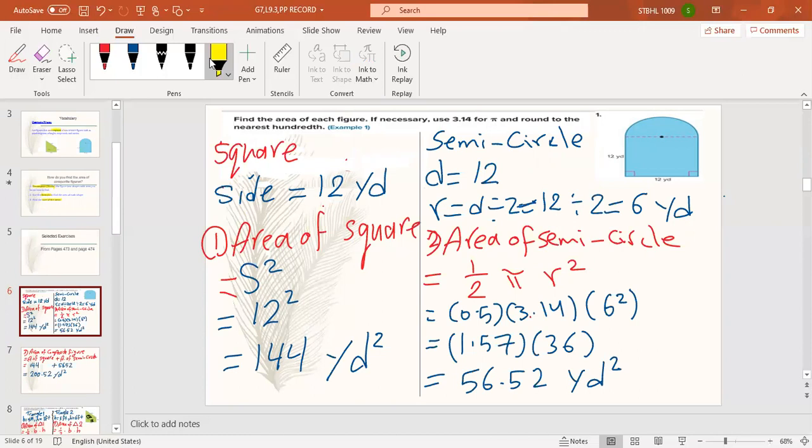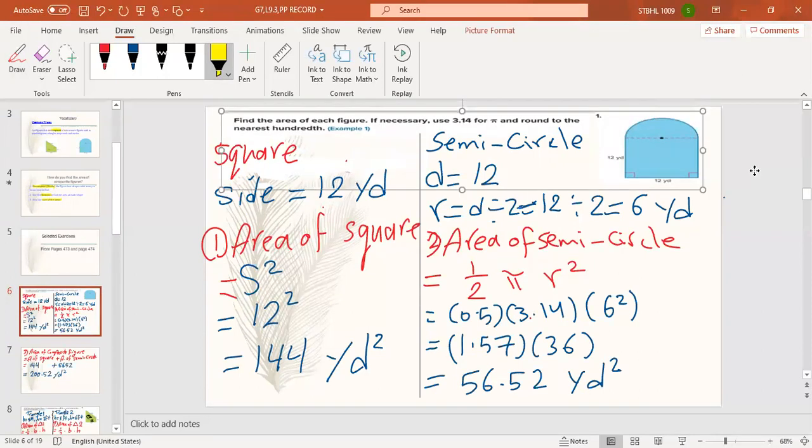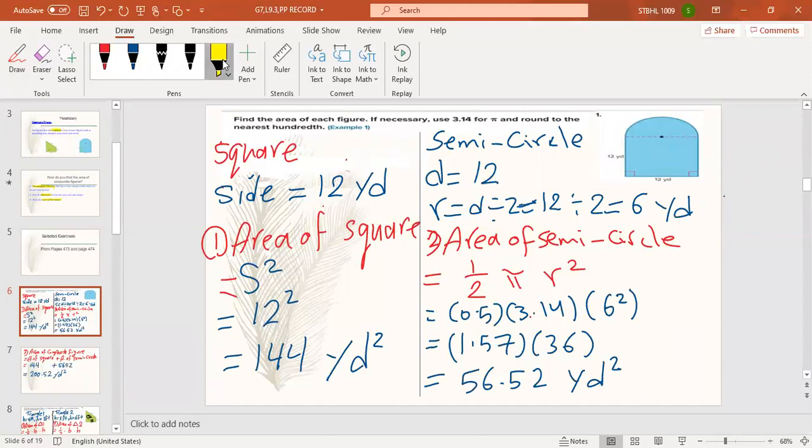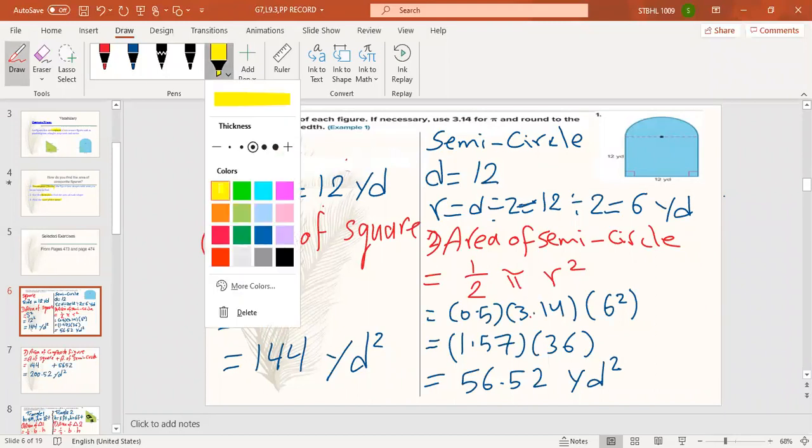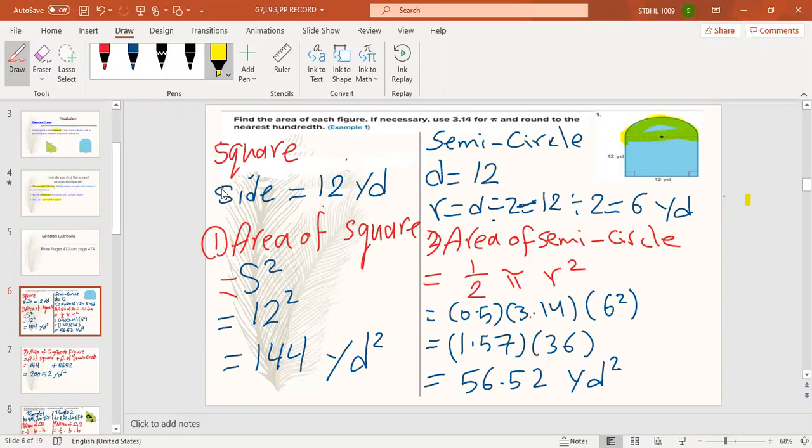Look at this given figure. The given figure is composed of a semicircle, the top or upper part, and we already learned how to find area of semicircle before. The down part, or the bottom, is a square. Why a square, though it looks like a rectangle? Because both side lengths are 12 yards.